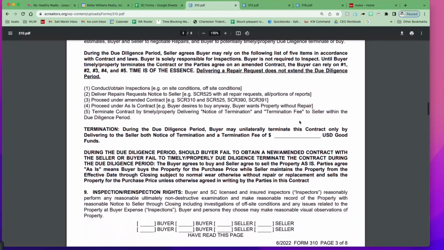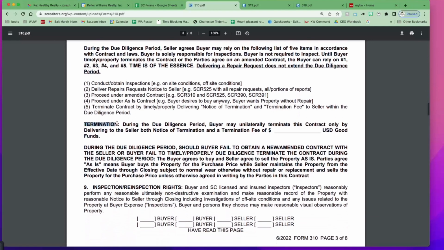Let's scroll down. This is what happens should you need to terminate. In termination, you do this during the due diligence period. The buyer may unilaterally terminate the contract by delivering to the seller both a notice of termination and, highlight, underline, circle, bold, a termination fee of whatever has been negotiated here. The important part to remember is that the two words in there are both and. You have to deliver both the notice of termination as well as the termination fee in order for it to be properly terminated. So we just need to keep that in mind.